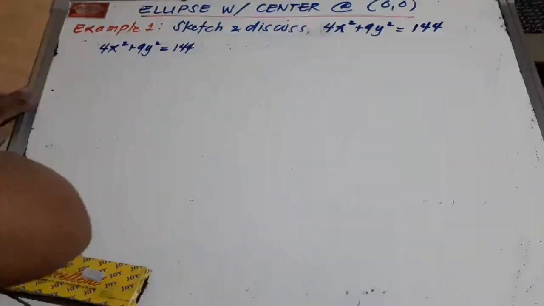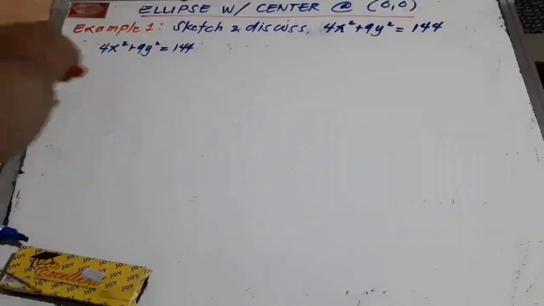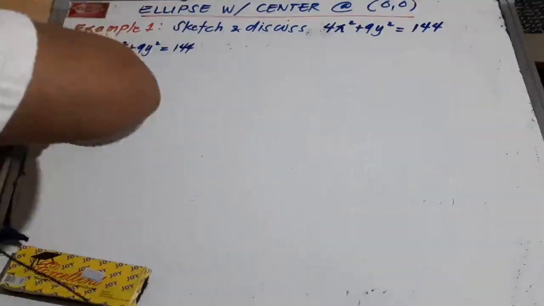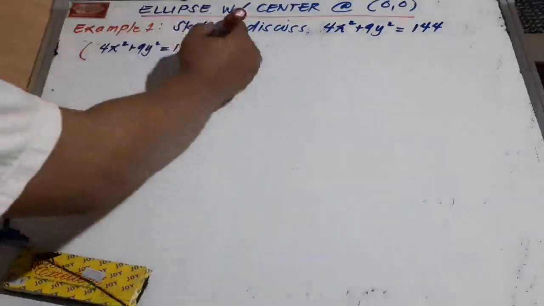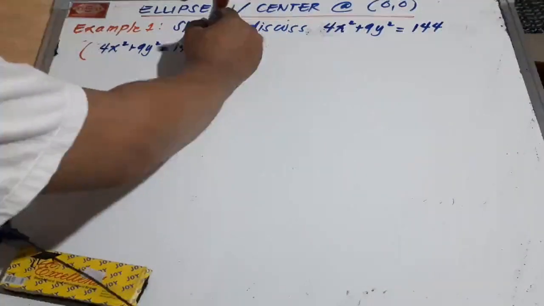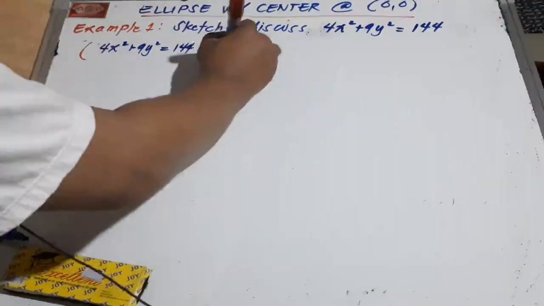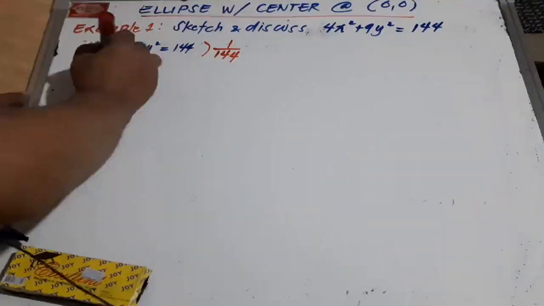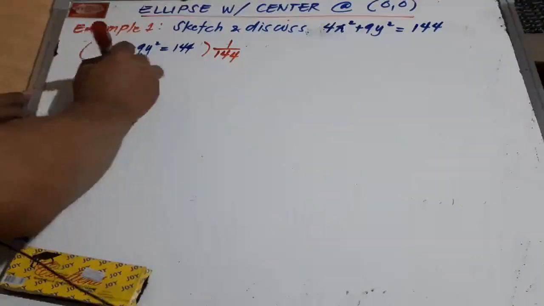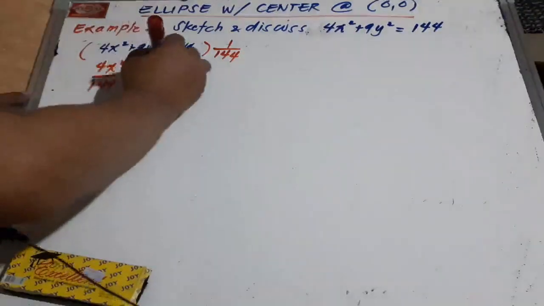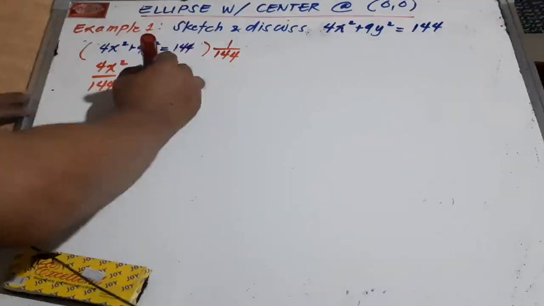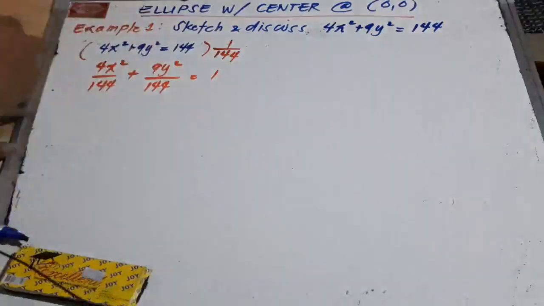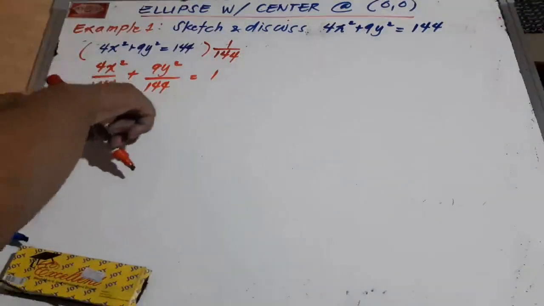So, kapag i-convert natin siya sa standard equation, dapat yung right side of the equation ay equal sa 1. So, para maging 1, all we have to do is to multiply both sides of the equation by 1 over 144. Okay. So, 1 over 144 times 4x squared, so that will be 4x squared over 144. Plus 9y squared over 144. And 144 times 1 over 144 is 1.